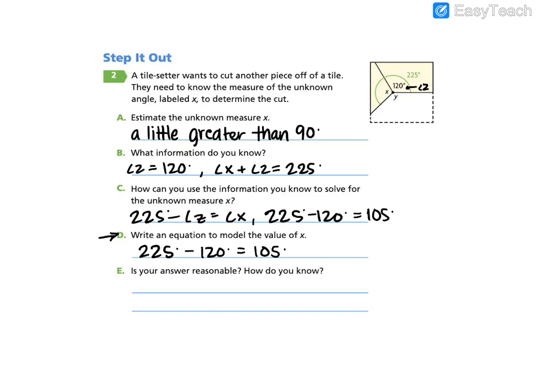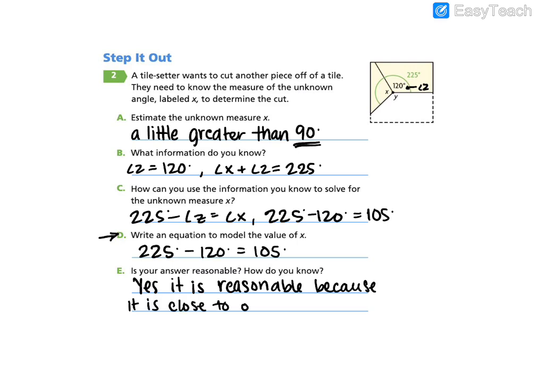So then we need to answer, is our answer reasonable, and how do we know? Well, we said it was going to be greater than 90, so it is reasonable. So we can say, yes, it is reasonable, because it is close to our estimate. Right? We knew looking at it, it wasn't going to be this very large reflex angle. It wasn't going to be a straight angle. We knew it was going to be somewhere in that obtuse angle, and it is at 105.